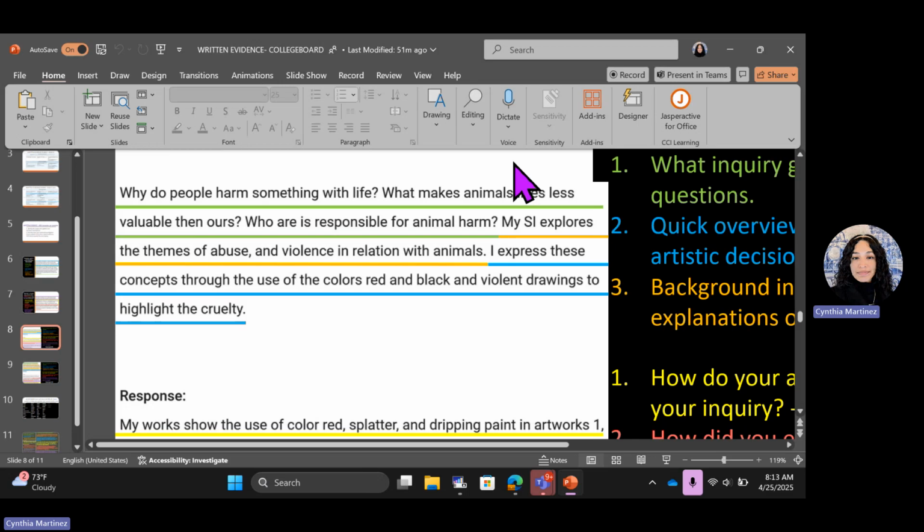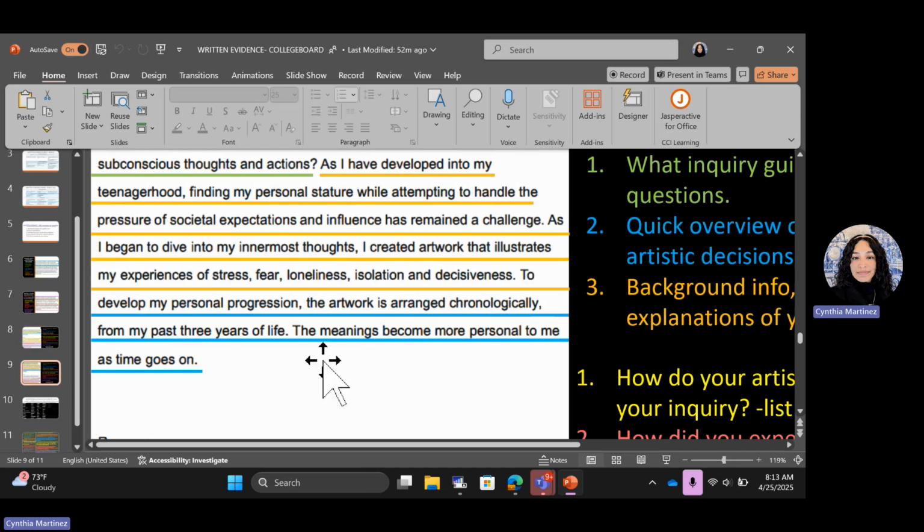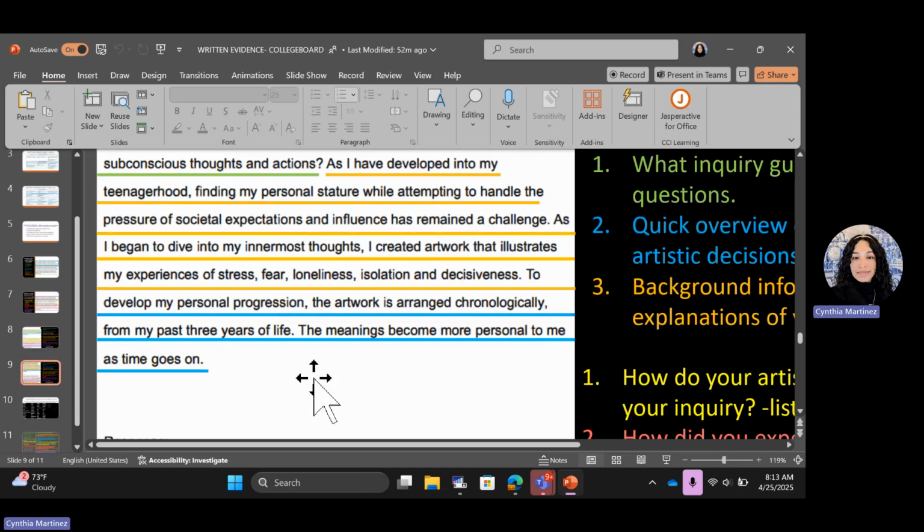The cause was the use of the colors red and black. The cause was also the violent drawings. What is the effect? The effect is that it shows the cruelty and the concepts of animal abuse and violence. If you want, we can check another example.